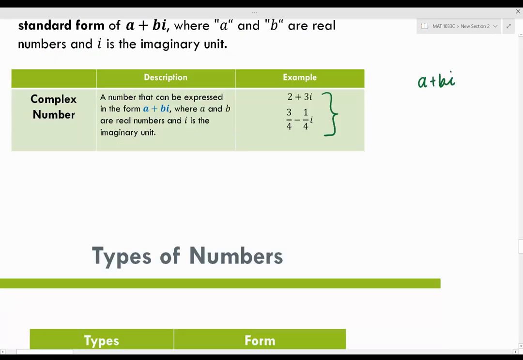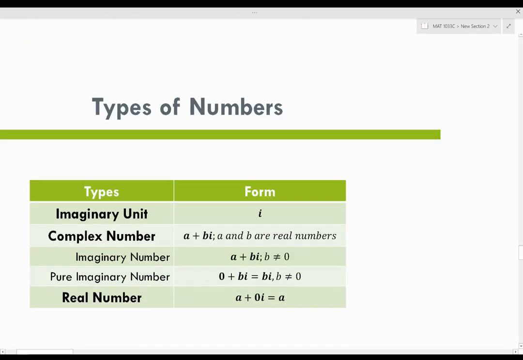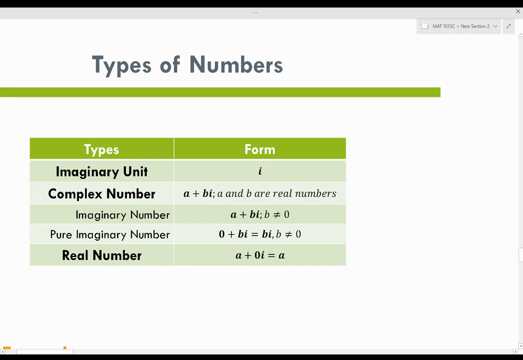Okay. Now, the cool thing is, all of the numbers that you've encountered so far, even though they didn't look like it, can be written in their complex form. Okay. So earlier in this section, we took some time to talk about imaginary numbers. We talked about the imaginary unit, which is i. And so we've got a couple different types of numbers. So we have a complex number, which is how all of our numbers could be written. We have imaginary numbers. We have purely imaginary numbers. And then we have real numbers.